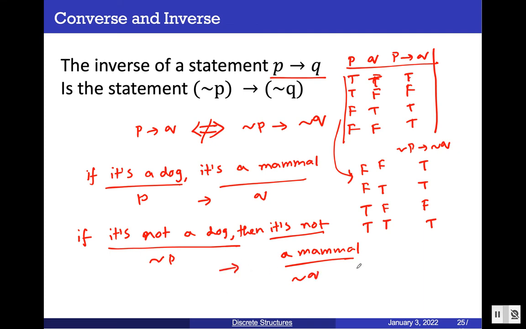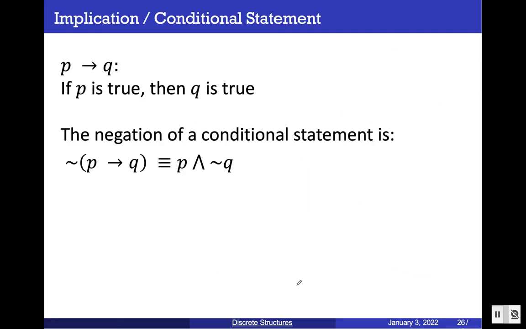Do you think it's true? No. If it's not a dog, that doesn't necessarily mean that it's not a mammal. It can be a cat, and a cat is a mammal. So if it's not a dog, it can be a cat, and it can still be a mammal. So that's not true. That means P implies Q is not logically equivalent to not P implies not Q.